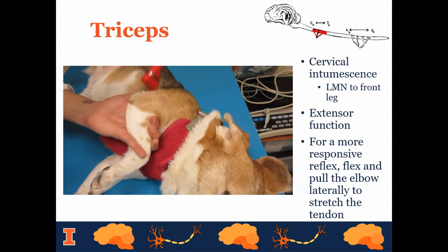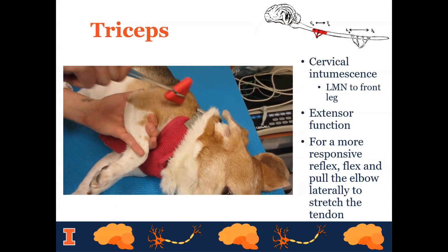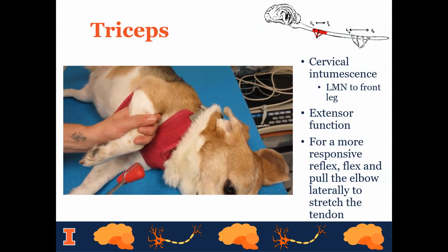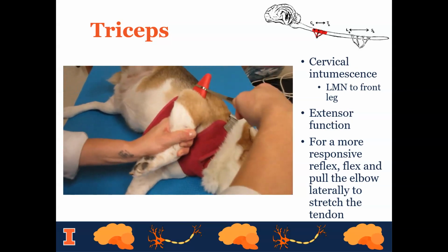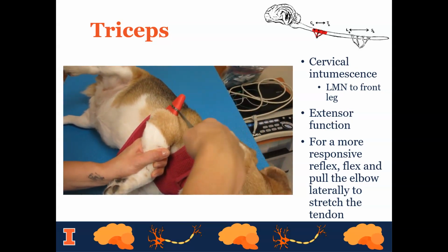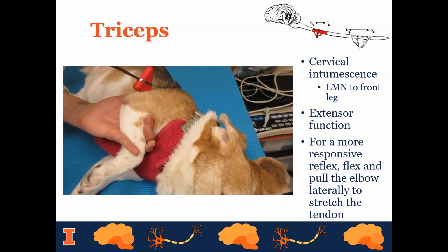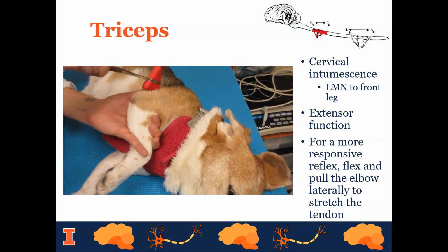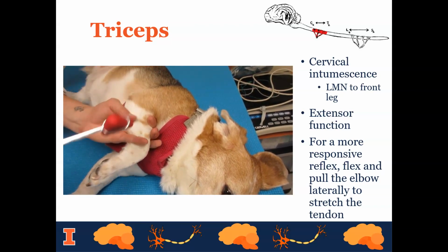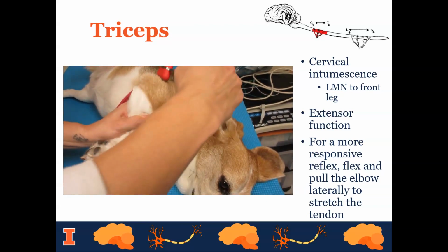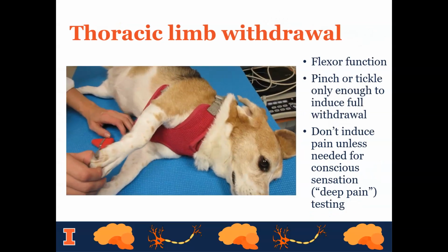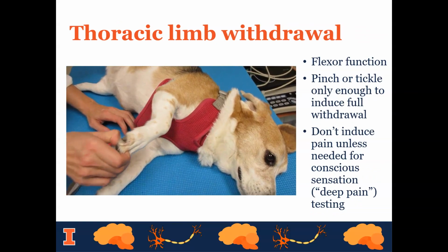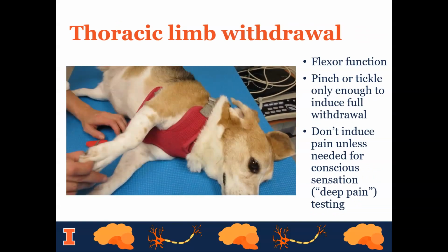With the triceps reflex, similarly, we want some good stretch. So I'm going to make sure the elbow is bent. You might even pull the elbow up towards the ceiling a bit, just like this, to get even more stretch. And then you're going to hit across that tendon. When you do, it's hard to see in this video, but the triceps muscles are contracting and you'll feel the leg kind of jump under your hands as well. And then when we do withdrawal, you're going to tickle or lightly pinch their toes. Daisy's very dramatic here.